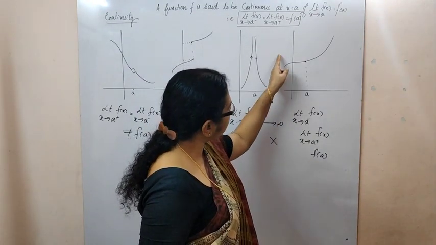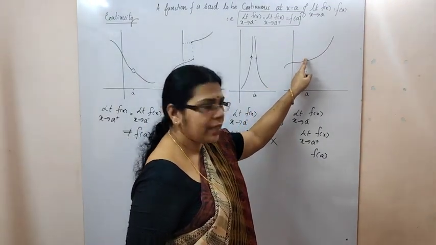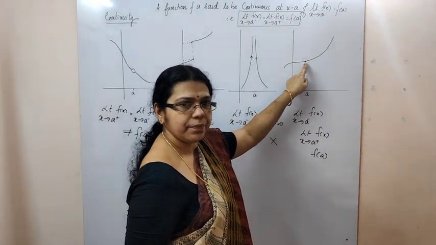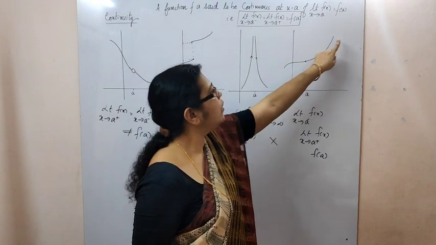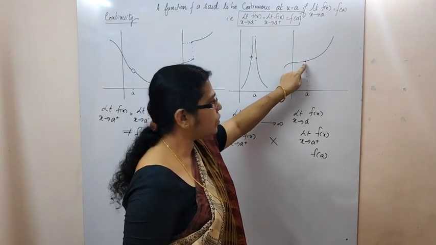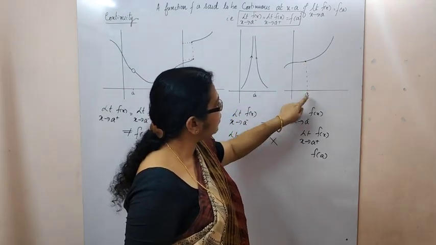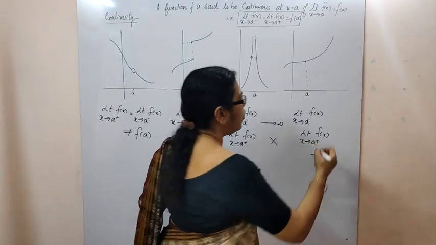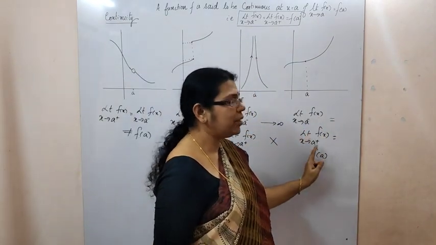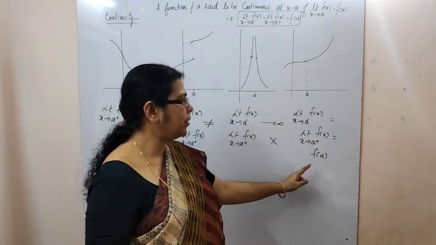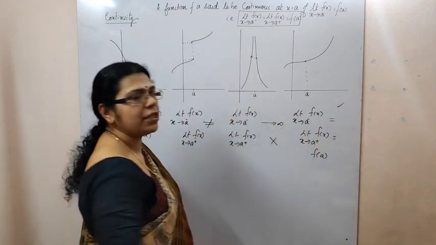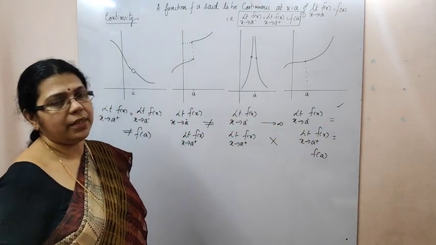When x tends to a from the left hand side, that is limit x tends to a minus f of x, it is approaching this point here, right? The corresponding y value from the right hand side also tends to this particular value, and this value is same as f of a. So all these are equal. Limit x tends to a minus f of x equals limit x tends to a plus f of x is equal to f of a. Only in this case among all the four figures we say that the function is continuous.